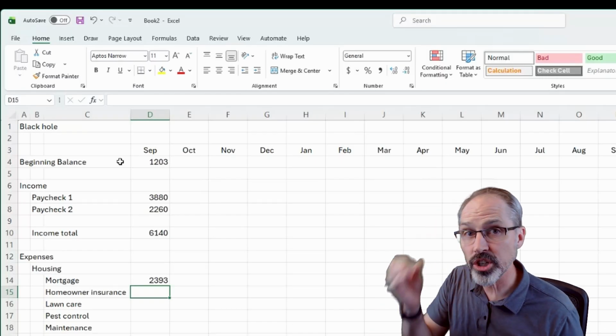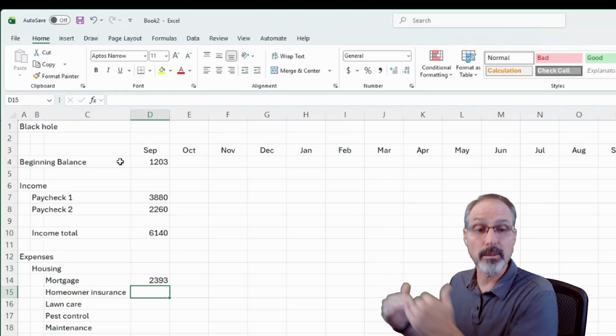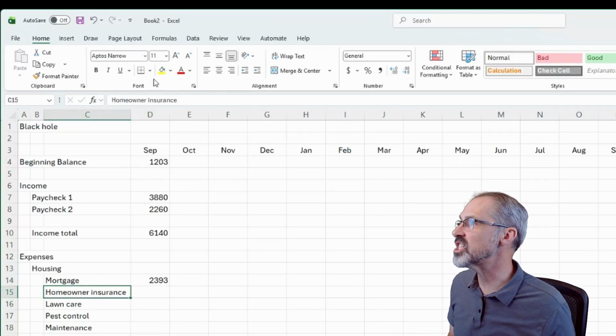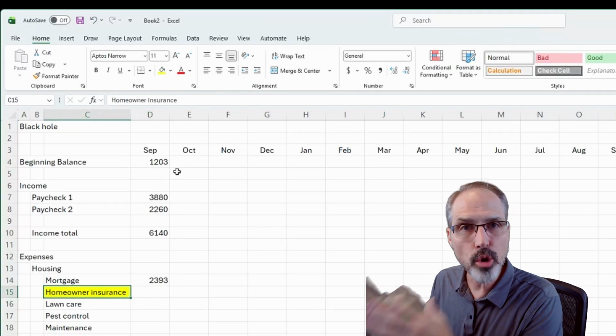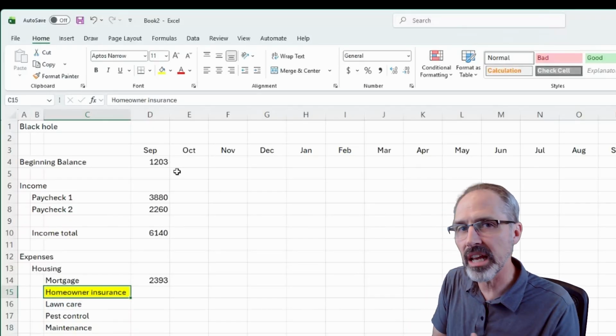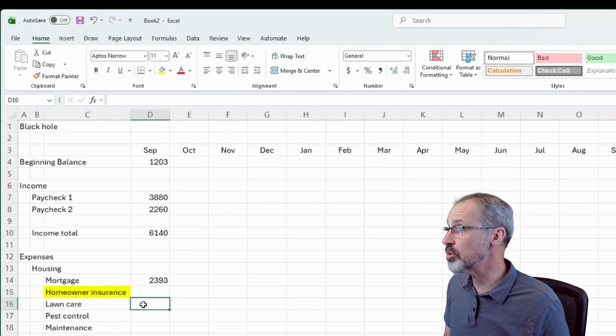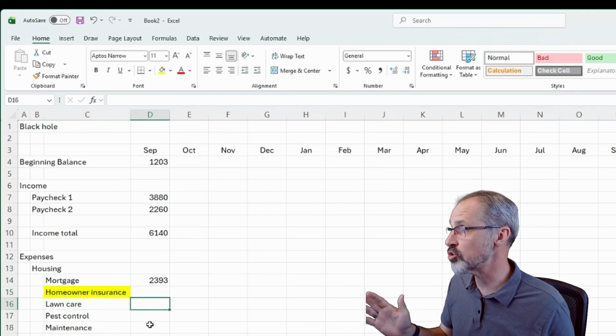Their homeowner's insurance is a yearly fee. That's not something that's hitting in September. So I want to highlight that and note it, because right now it's not hitting in September, but it's going to hit because they pay it every 6 months. These people do not do lawn care. They do that on their own. Pest control, they do on their own.